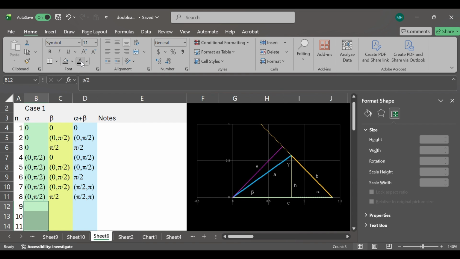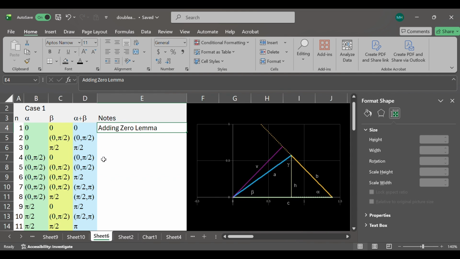Then there are 3 cases to consider where alpha is equal to 90. Beta could be 0, and so the sum is 90. Beta could be acute, and the sum would be obtuse. And beta could be 90, and the sum would be 180. Now, some of these cases are really easy to prove, like the first one. That's obviously the adding 0 lemma. In fact, the first 3 are the adding 0 lemma.